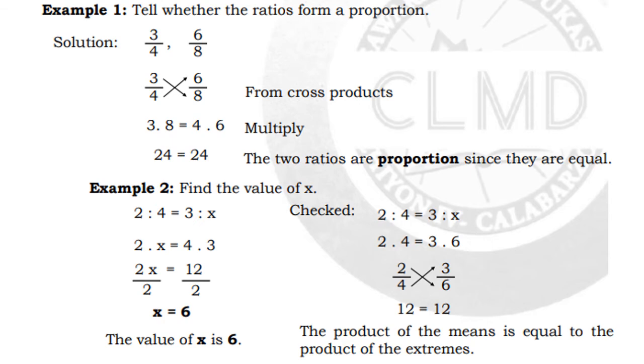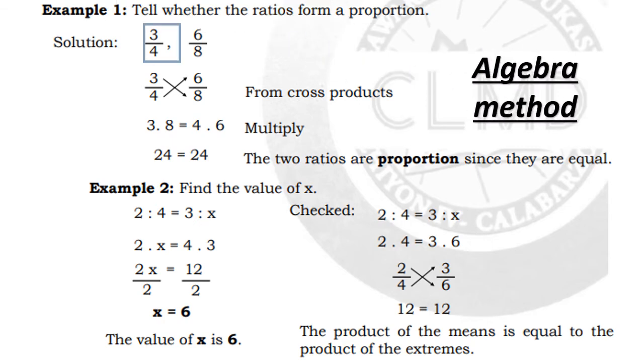3 was multiplied by 2. Therefore 4 should also be multiplied by 2. What happens to digit 3 should also happen to digit 4. The cross products are the same and the products of the means and extremes are the same, forming a proportion.